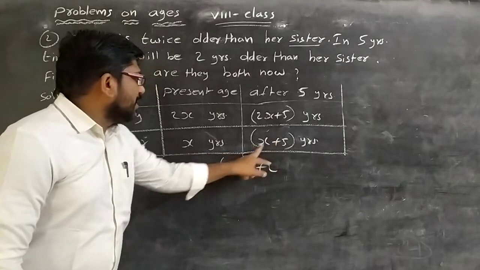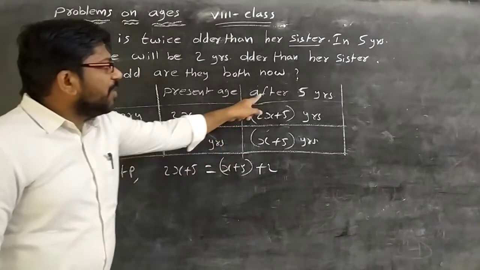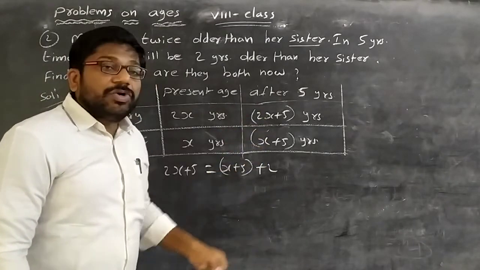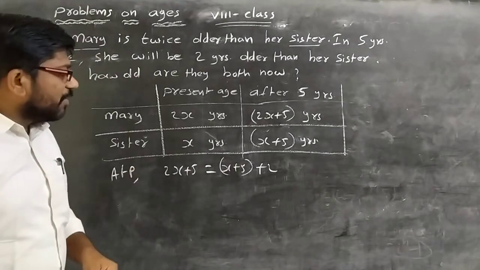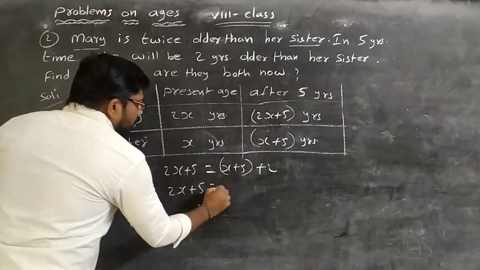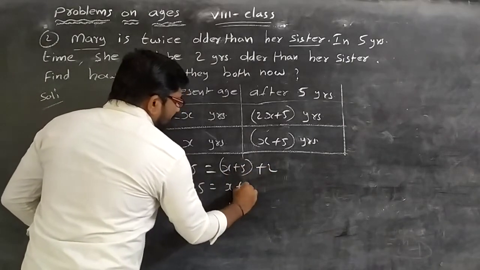Then her sister x plus 5, right? That means after 5 years, the difference between their ages is 2, right? So now simplify this. It is a simple equation. 2x plus 5 is equal to x plus 5 plus 2, that is x plus 7.